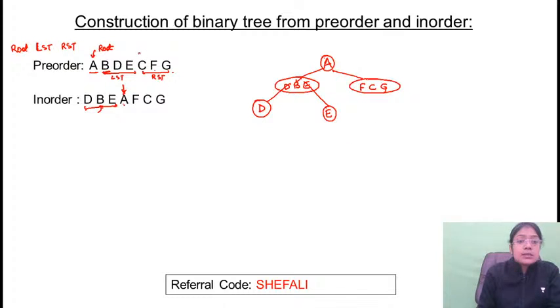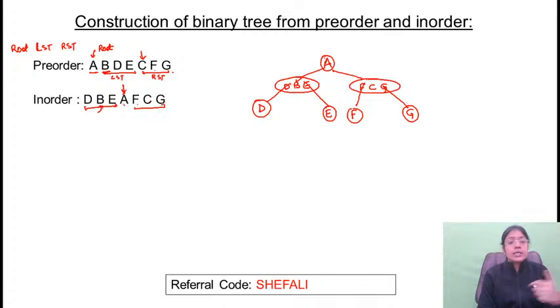So C is coming first among these 3 elements. So C will be the root. And C के left में what is present? F is on the left of C. So F is on the left of C and G is right on C. Left or right में कौन से elements are in? That is decided by the in order. So what tree we have got?